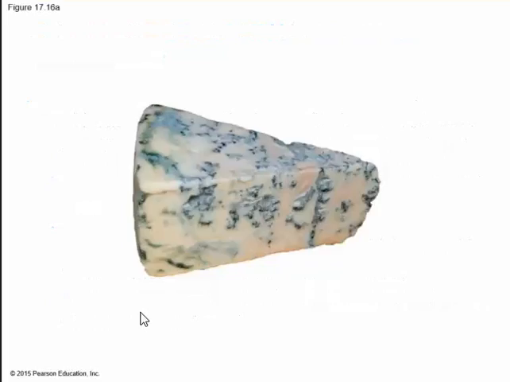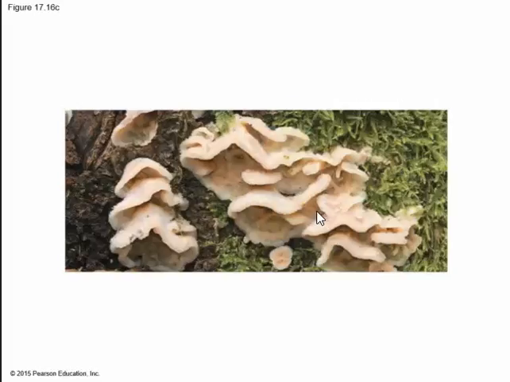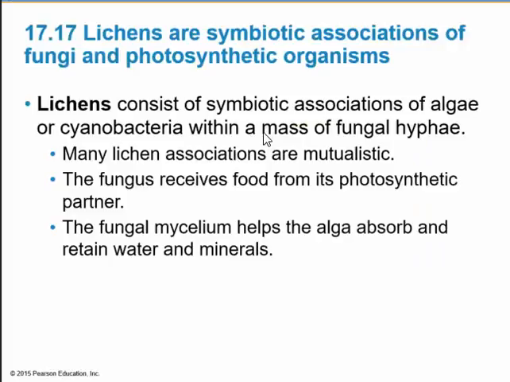All right, blue cheese. The blue part's the fungus. Penicillin. Mold releases penicillin. And see this area? Where the mold grows, the bacteria have to back off. White rot fungus. All right, lichens.